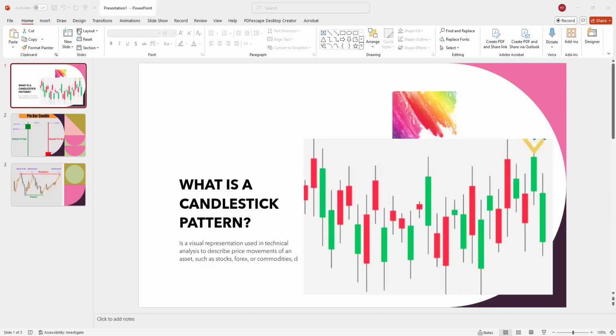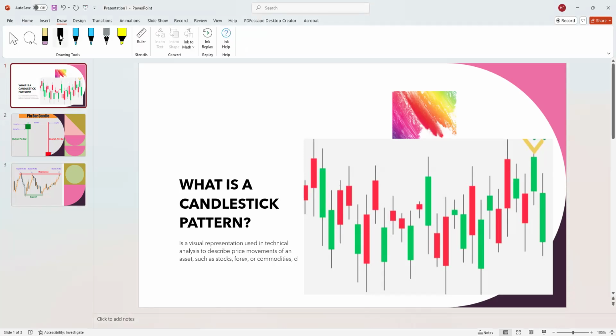We call them candles. Those are the candles. Now, in that class, I teach you what all those candlesticks mean. When you see candles, you know what they mean. So, what is a candlestick pattern? It's just a visual representation used in technical analysis to describe the price movement of an asset such as stocks, forex, and commodities. So it gives you price movement.